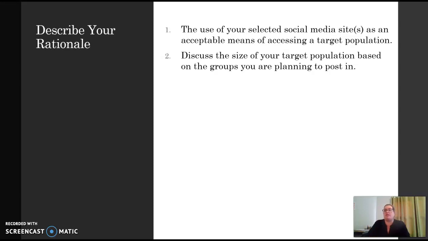And you can talk about this by saying that if there are an estimated 89,000 participants based on the target population, the membership of these groups, if I get a 1% return of 890, then I will be able to achieve my sample size of 128. So you want to talk about how many people are included in the target population and how that relates to your sample size.